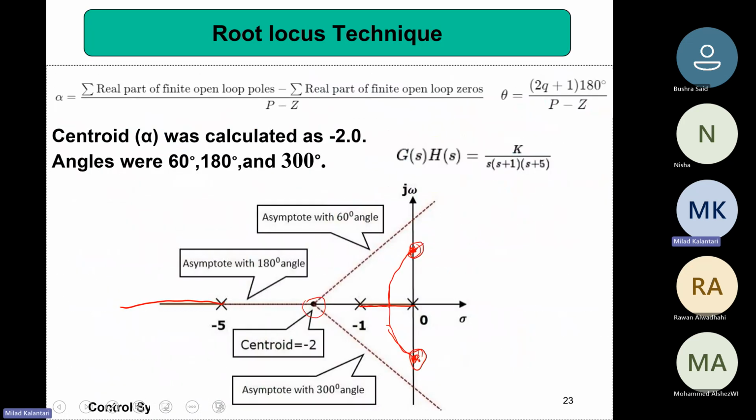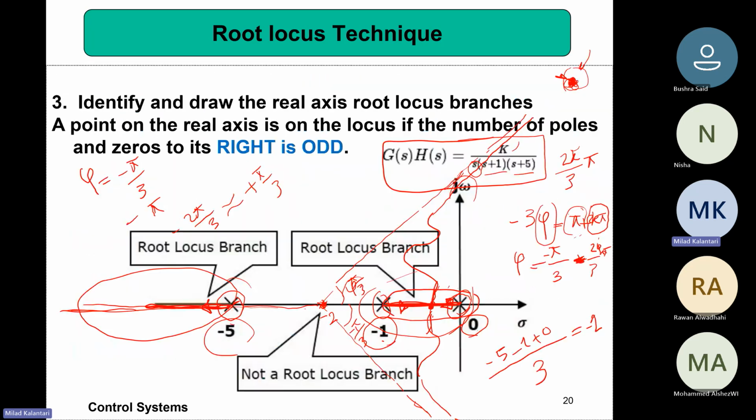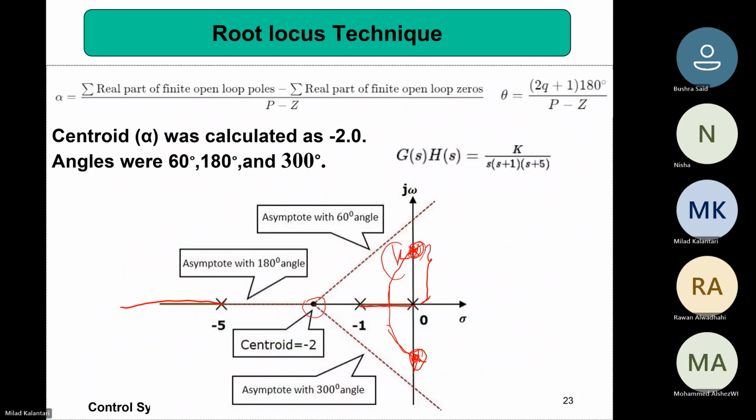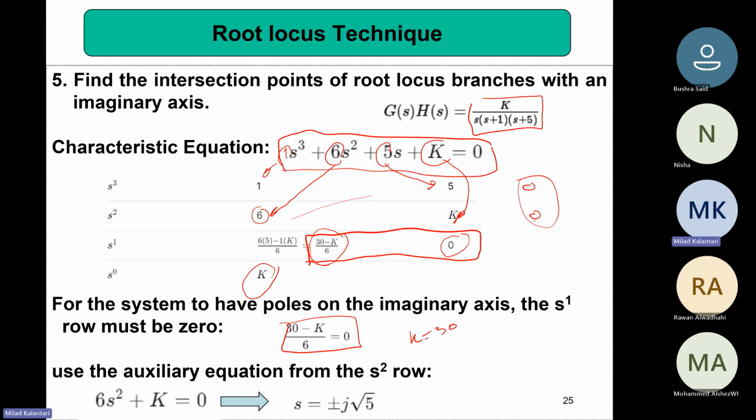There are two things. First of all, there is a k that if you put that k, then the roots will be here and here. But on the other hand, we also want to know what is the value of this location of the root, right? The first equation we reached from here is telling that if you put k equal to 30, we will intercept the j omega axis, right?